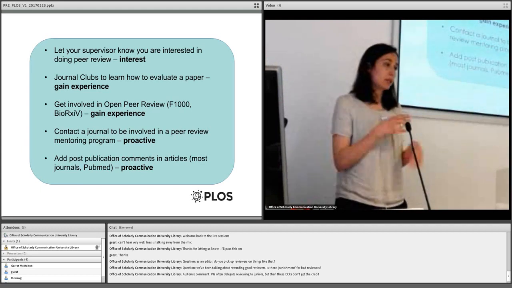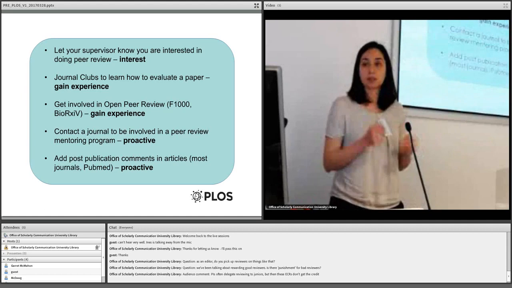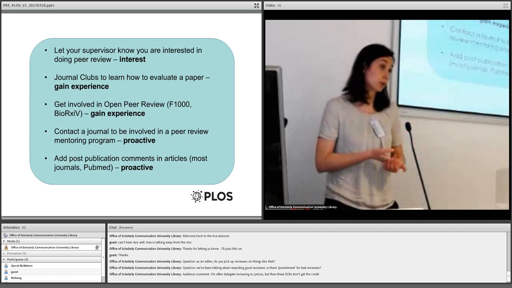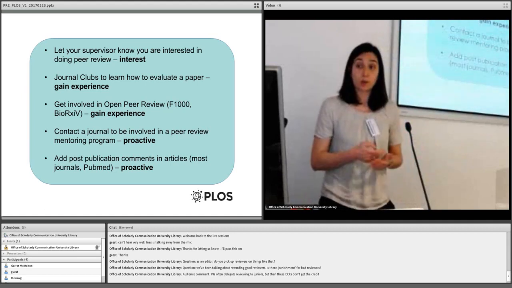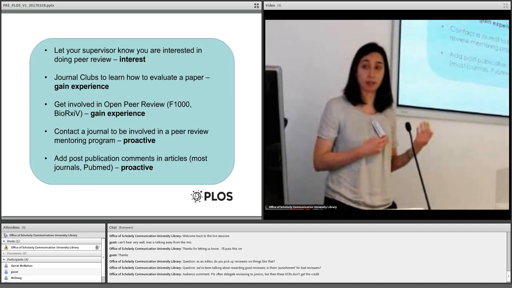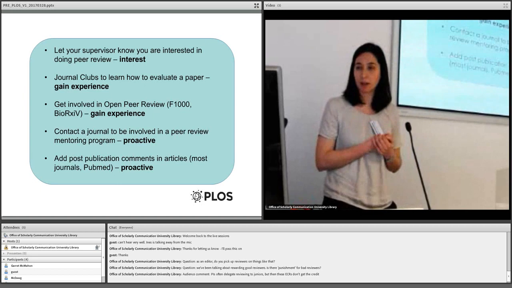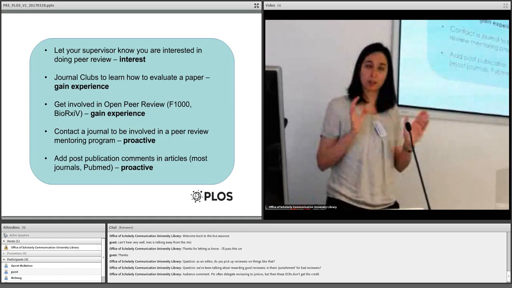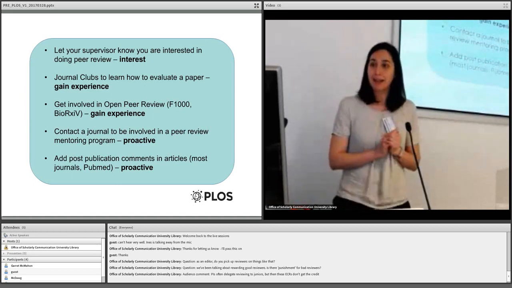Another way of gaining experience, perhaps not as such an official way, is to join or start a journal club to learn how to critically evaluate papers. Most departments have them, even specialized ones. I know that in the ecology department here, they have one only about statistics, where they only focus on the statistics of the paper, which is brilliant.